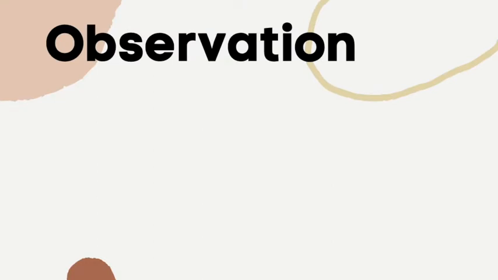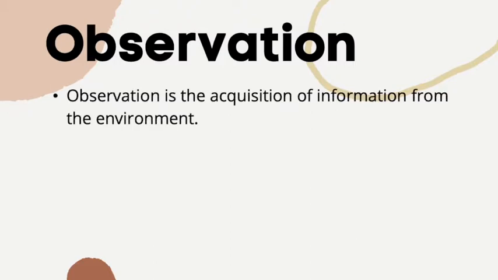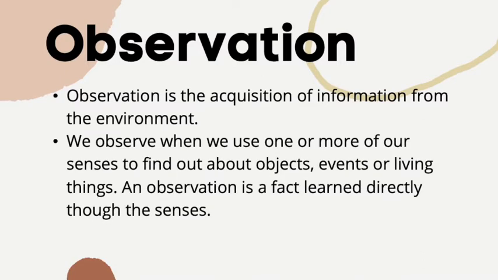What is observation? It is the acquisition of information from the environment. We observe when we use one or more of our senses to find out about objects, events, or living things. An observation is a fact learned directly through the senses.